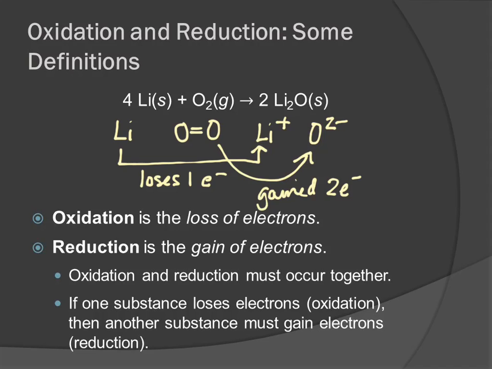You have to have oxidation and reduction occurring together, because there's no electron bank where an atom can just withdraw electrons. There's no donation station where if you've got extra electrons, you can just throw them in the box in the corner of the parking lot. They have to come from another atom, so they always go together. If one substance loses electrons, which is oxidation, then another substance must gain the electrons. So they're always together.